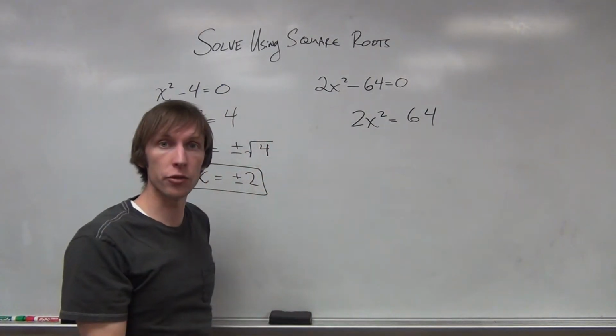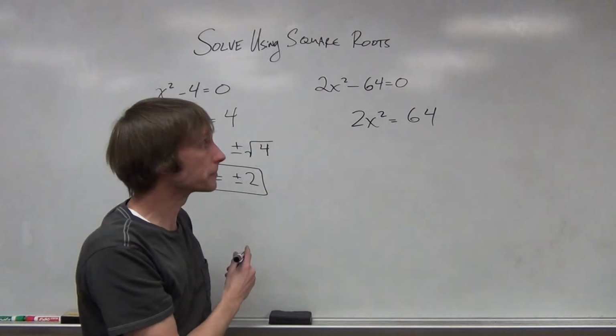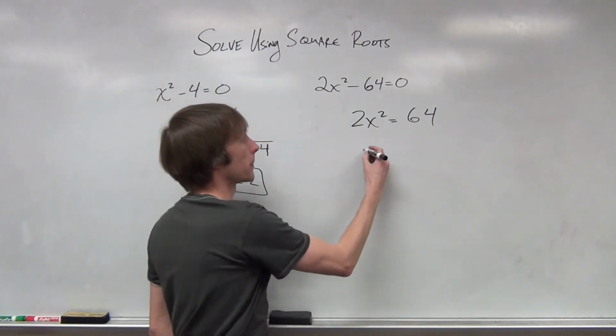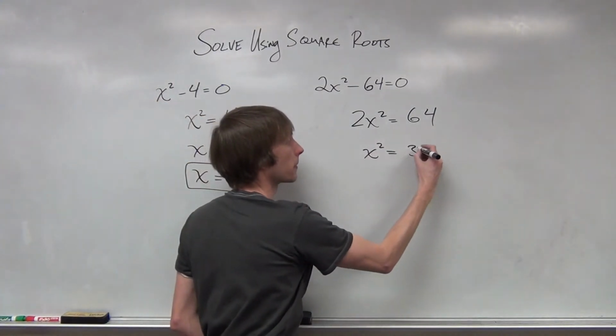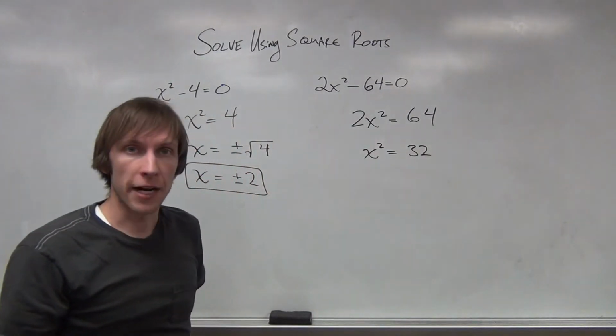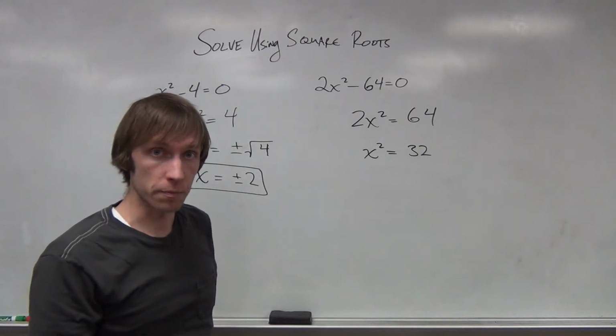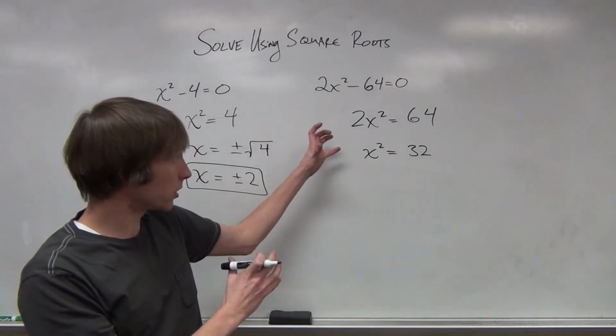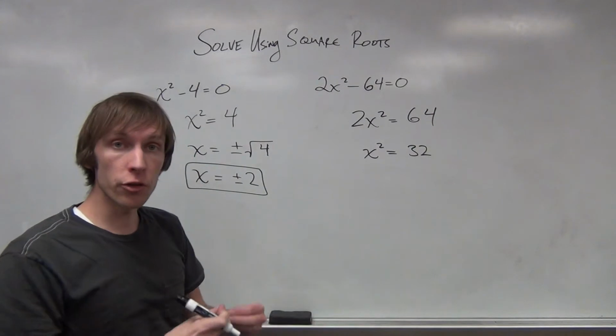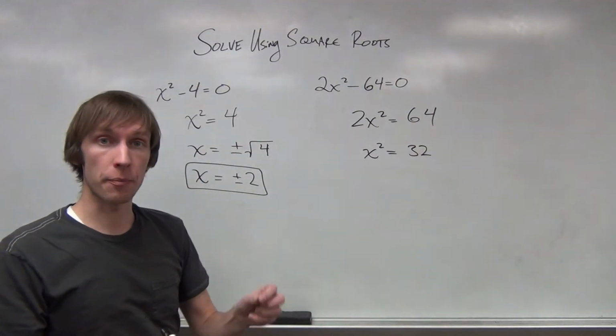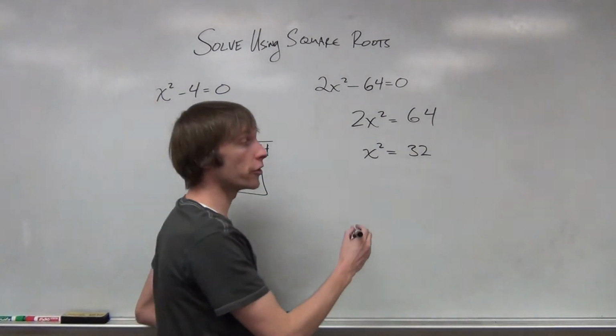Adding 64 on both sides gives us this equation. Dividing both sides by 2 gives us this equation. So these are all equivalent. This is all the same situation. In order to solve for x, we need to take the positive and negative square root of 32.